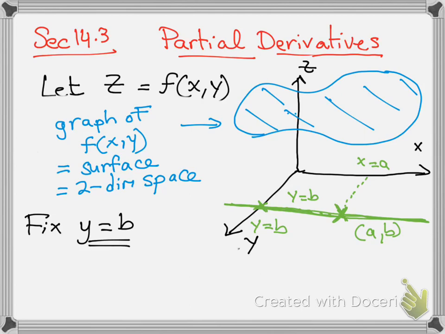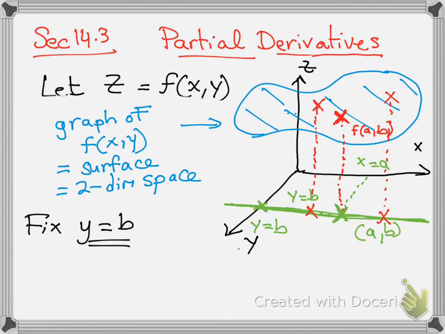Now, let's take the image by the function f of this line y equal to b. For example, we have the point (a, b) here, and its image by the function f is f of (a, b). So you take any point on this line and you associate its height, which is given by the function f of x, y. For example, this point is going to go somewhere here.